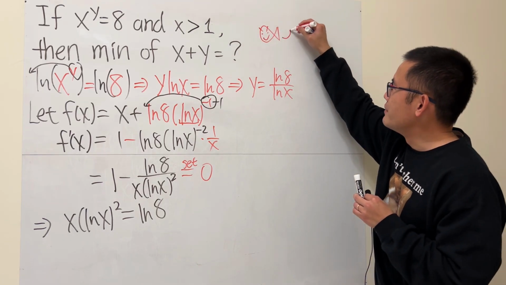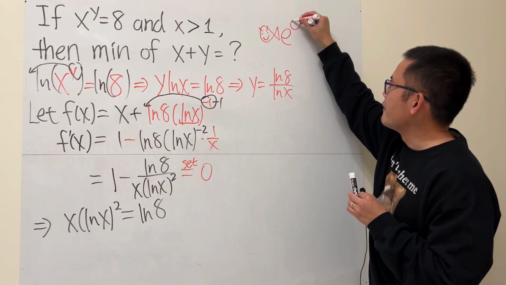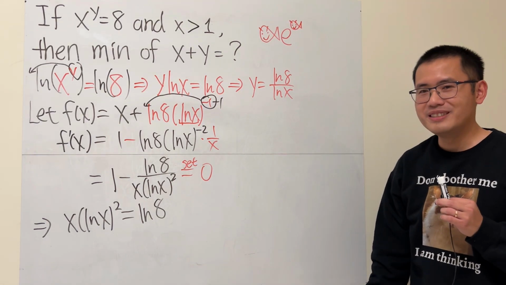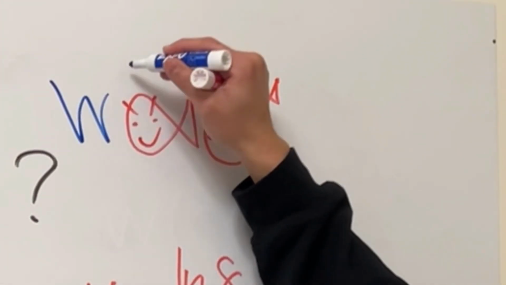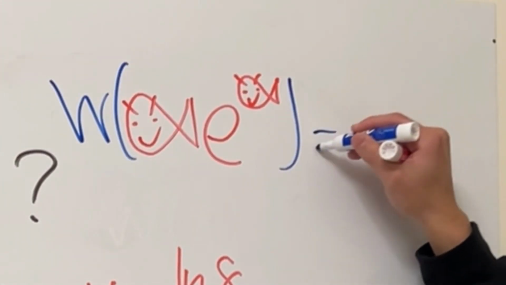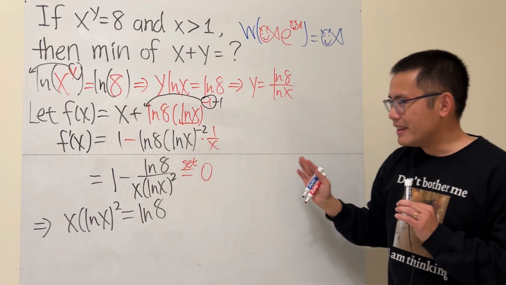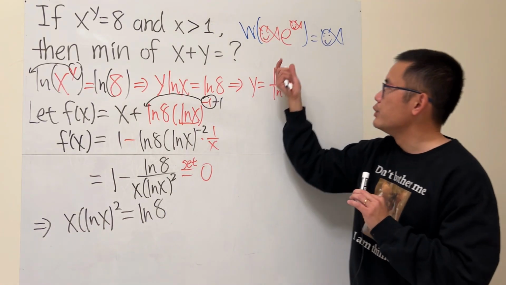And then you should have the e, and then raised to the same fish power. If you have that, then congratulations, because you can then just take the Lambert W function, and you'll just get the fish back. How wonderful. Now, how can we put this into this form?